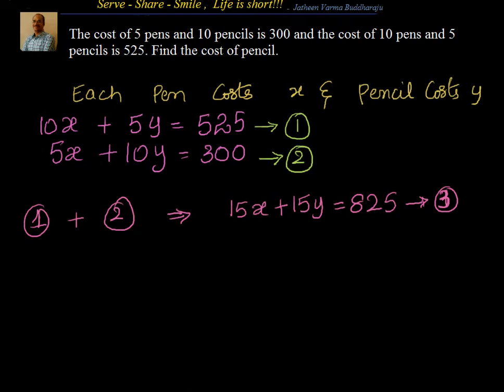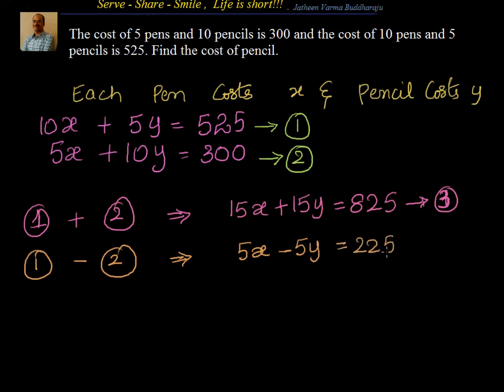Okay. Now let's go to 1 minus 2 and see what happens. If I do 1 minus 2, I will have 10x minus 5x, so I'll have 5x, and 5y minus 10y, so I will have 5x minus 5y is equal to 525 minus 300, that is 225. It's just a subtraction. Now the beauty of this method is you can simplify them and get them into x plus y and x minus y so that you can easily add them up.